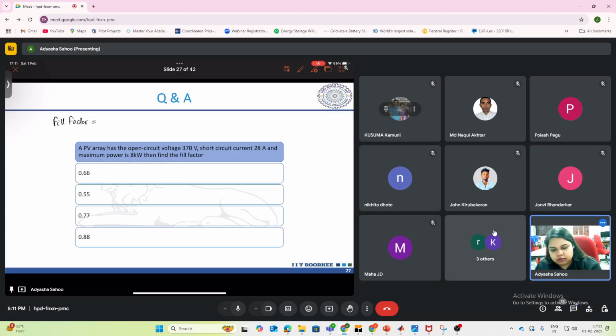So fill factor is basically your maximum power, which is basically VMP into IMP divided by the open circuit voltage into short circuit current. So this translates to maximum power by VOC and ISC. So 8 kilowatt by 317 into 28. That is 0.77. And it will have no unit, right?